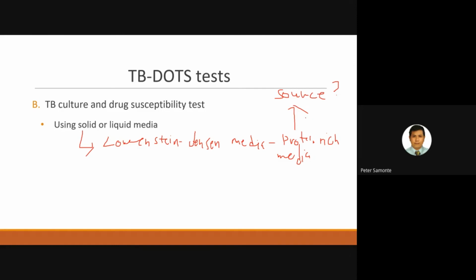Possible protein source, class, na pwedeng gamitin sa media nyo? Wala. Okay. So, a good source, class, would be your eggs. So in making Lowenstein Jensen, you would add eggs. Another example of your solid media is your Ogawa media. Then for liquid, class, you have your so-called Middlebrook series.